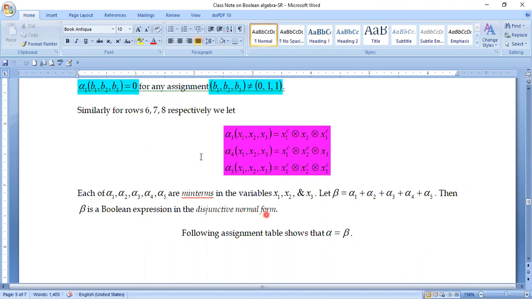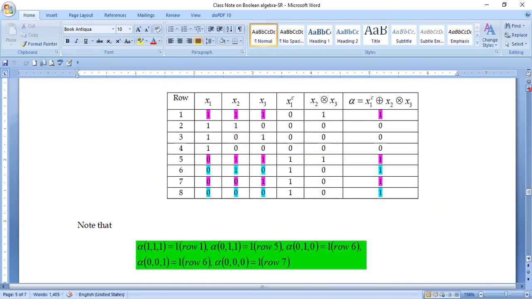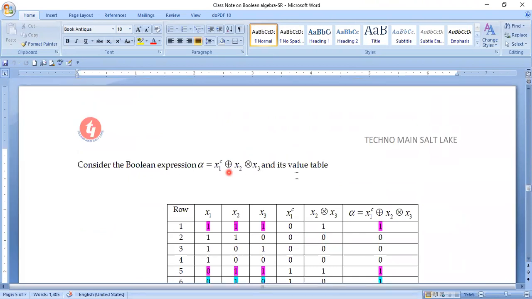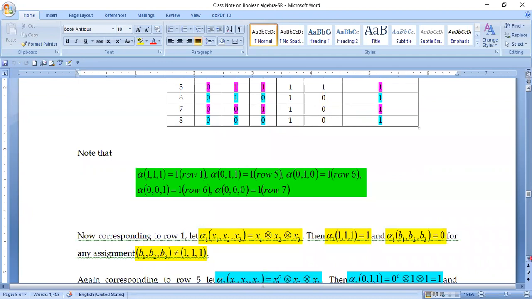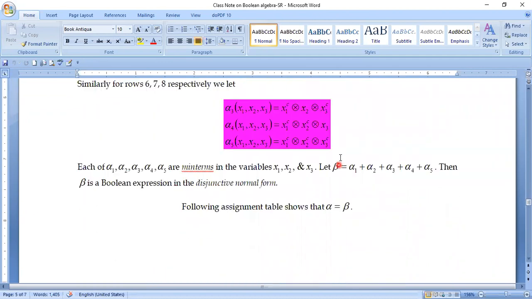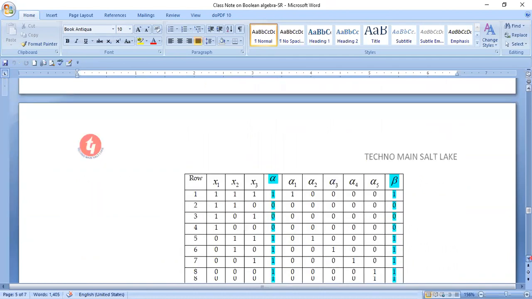Now we had initially alpha. Alpha was given by this expression, as you can see. This was the expression of alpha, and several alphas have been designed, and their sum total is giving you another Boolean expression. Let us try to find out whether these two Boolean expressions, alpha, the original one, and beta, which is the sum, which is the disjunctive normal form, are the same or not.